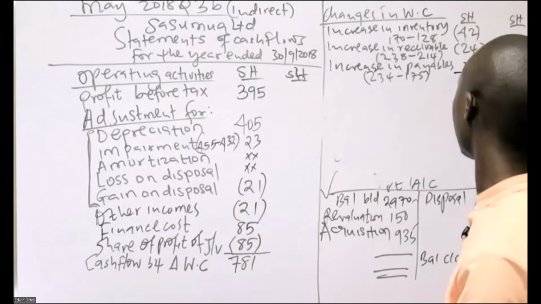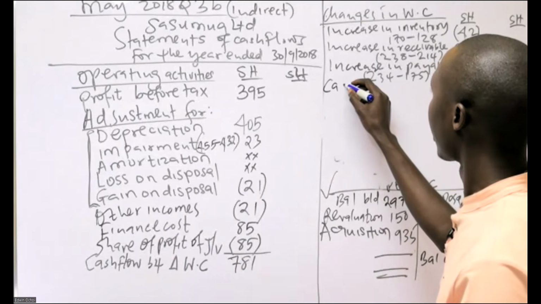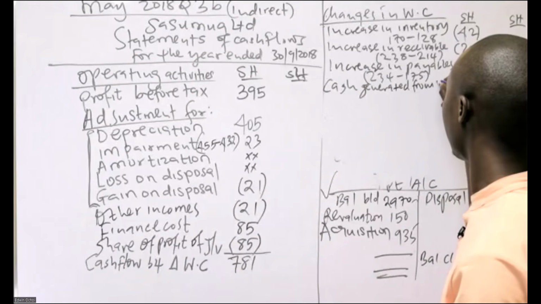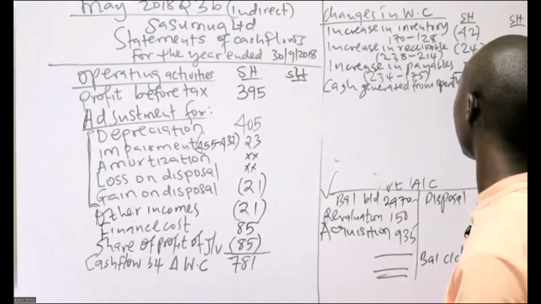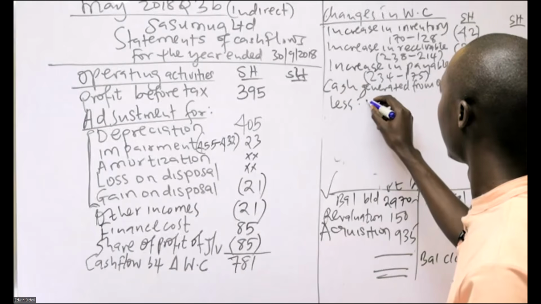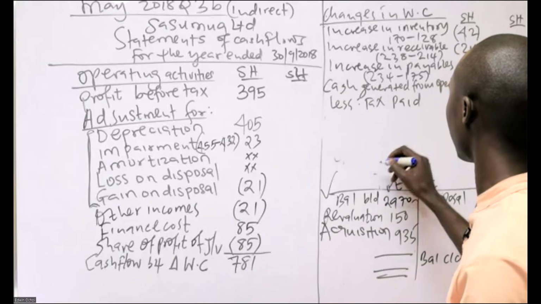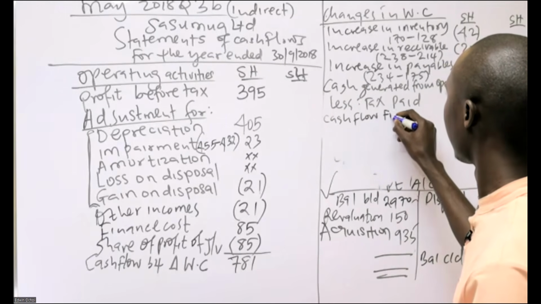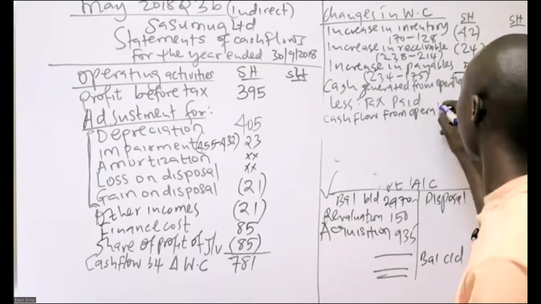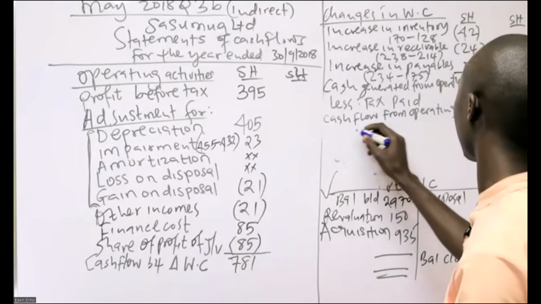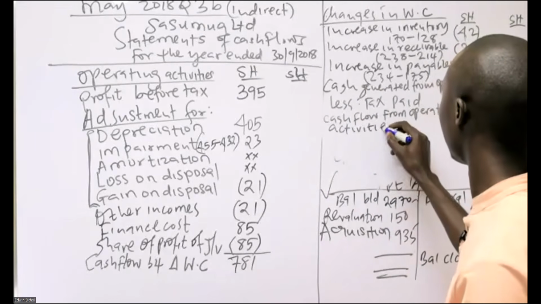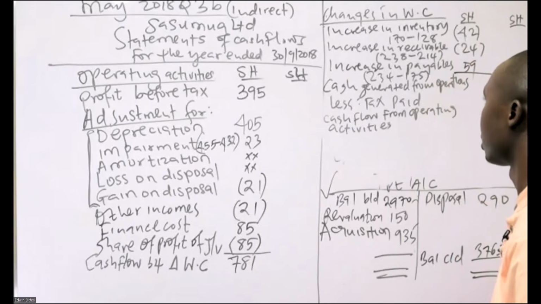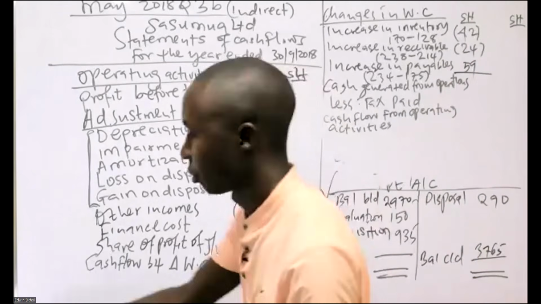So up to that point, we say cash generated from operations. Cash generated from operations, less tax paid. For tax paid, once we raise that one, I guess we get cash flow from operating activities. Give me the figure for cash generated from operations.